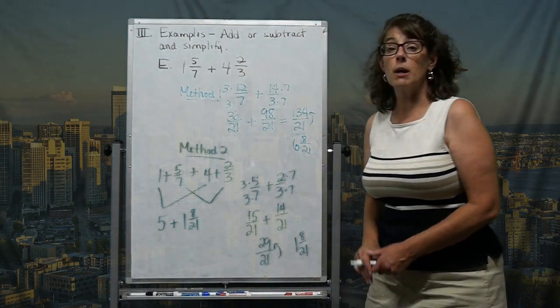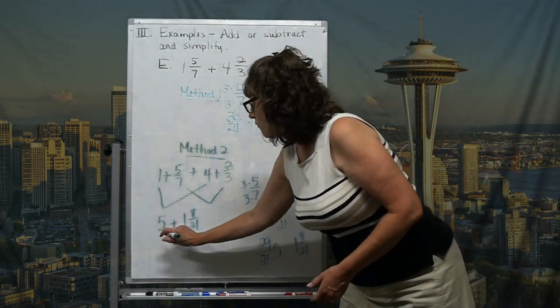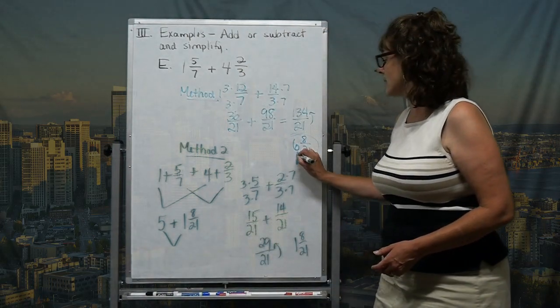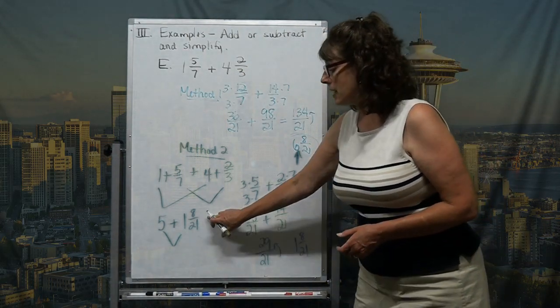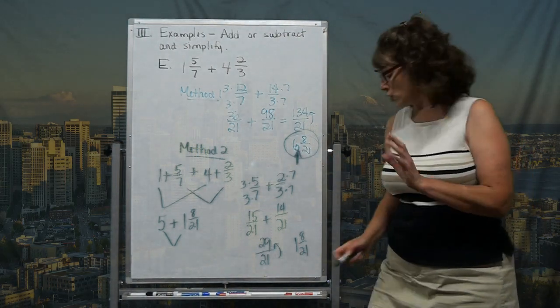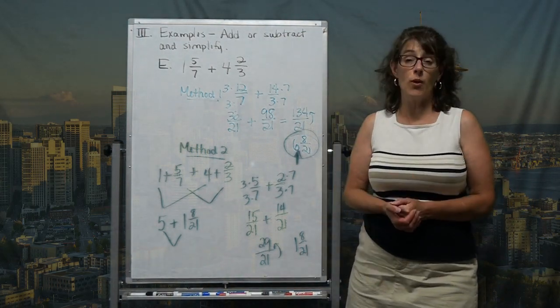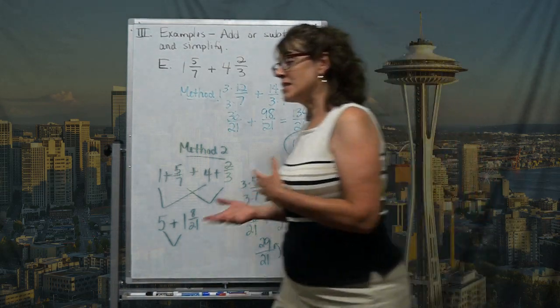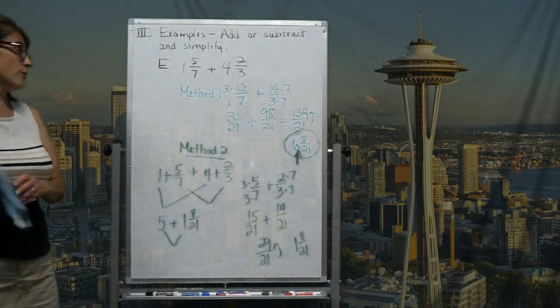So yet again, I'm going to combine those whole number parts. 5 and 1 will give me 6. And I get my 6 and 8 over 21. Either method that you feel comfortable with, you go with that method. Just sometimes one method is easier than another.